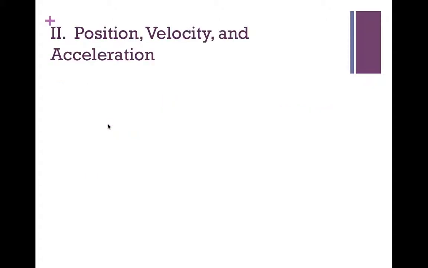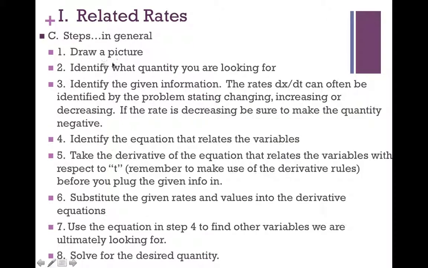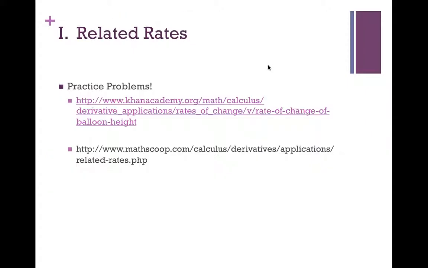We are going to do an example from MathScoop, this second website. Everything through this example are things that could be on your quiz. Now, the quiz that I'm giving you will be very straightforward. It's going to say things like, what was step 2 exactly? So that means you would write down, identify what quantity you are looking for. Exactly. So you want to make sure you have taken good notes so you can do well on the quiz.